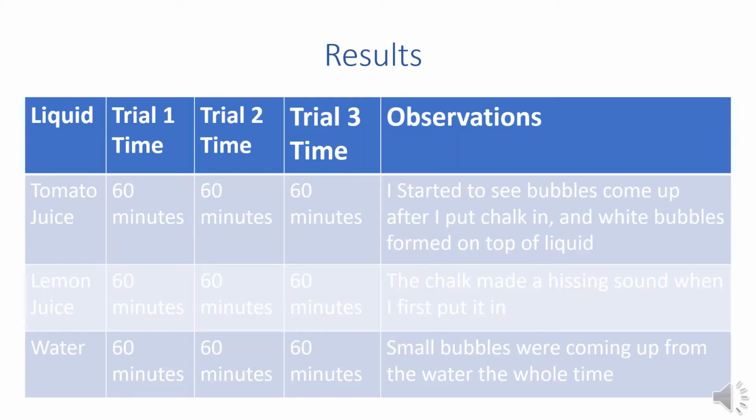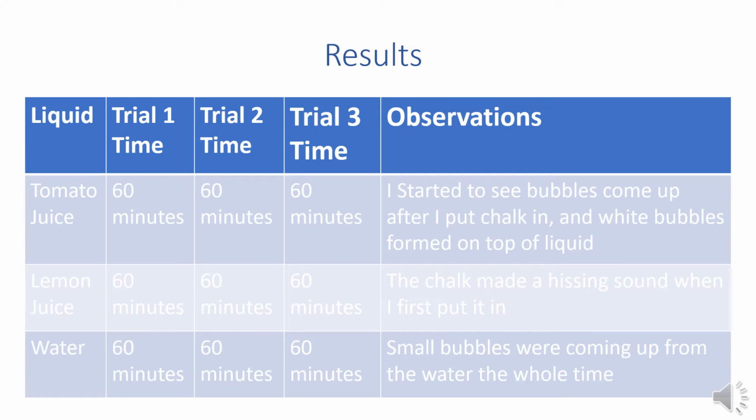To record my data, I used Google Sheets, but for your convenience, I translated it into a table. For liquid, I put tomato juice, lemon juice, and water underneath that section. For tomato juice, all my trials were 16 minutes, as well as for all the other liquids.